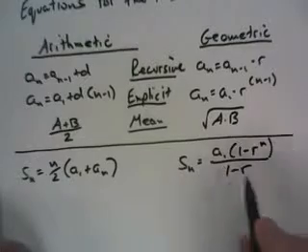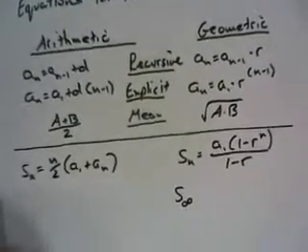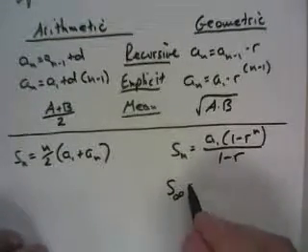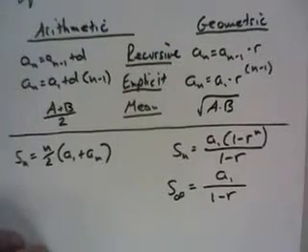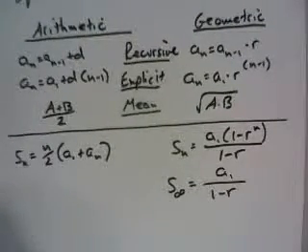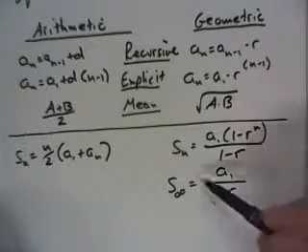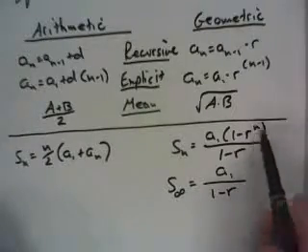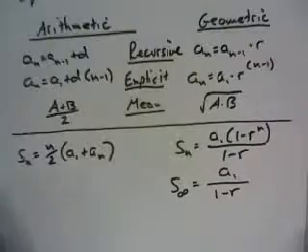However, if it does converge, which means the ratio is less than 1, then we can find the sum of those numbers, even if there are an infinite number of numbers. And we do that by taking the first term over 1 minus r. As the number of terms approaches infinity, everything in parentheses would approach 1, which means the formula would just be a sub 1 over 1 minus r.